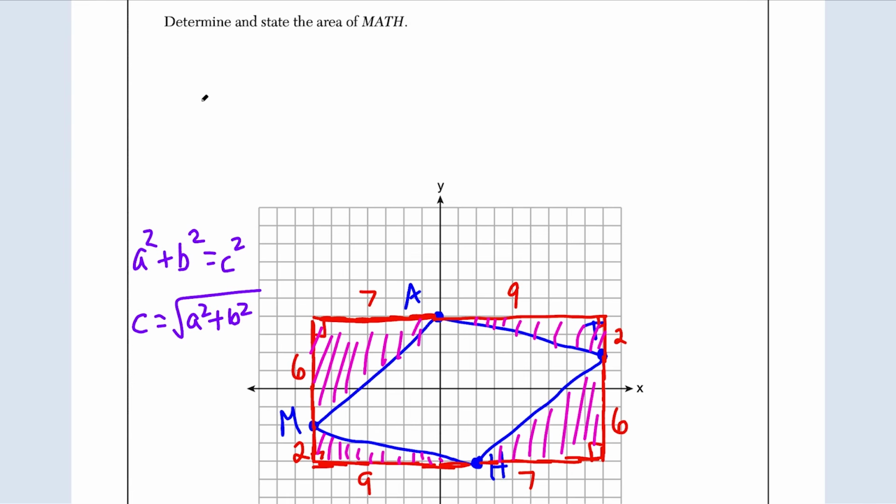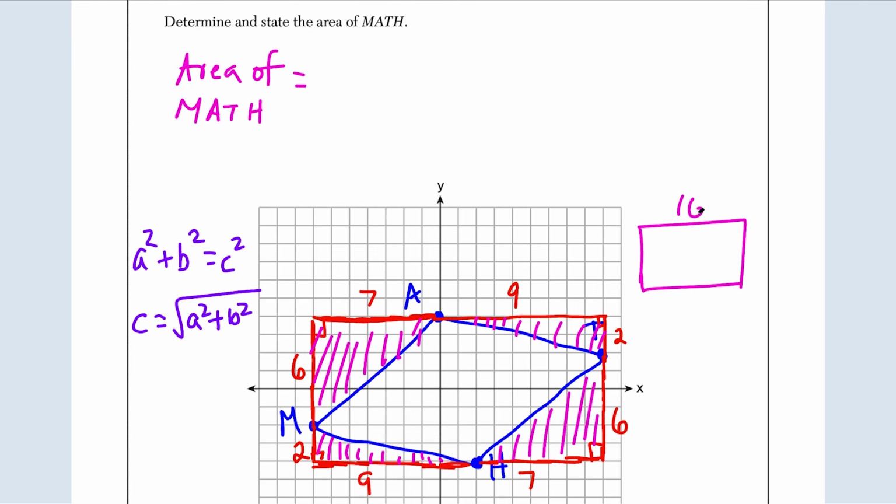So what we have is the area of MATH. The area of MATH is equal to the area of the big rectangle. And we just have to think about this. The big rectangle, if I expand it out like this, notice we're going across 7 plus 9, which is 16. And we're going down 2 plus 6, which is going to give us 8. So the area of the big rectangle is 16 times 8.